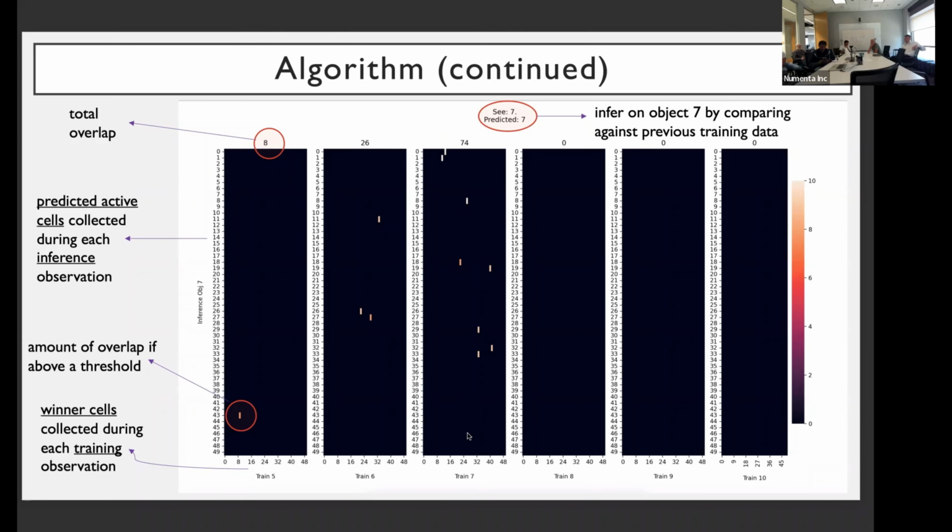So if you look at the training observations collected for object 7, and I'm comparing them against the predicted active cells for inference for object 7, I notice that I have the most overlap compared to all these other objects. So you're trying to pick the object that has the highest total overlap when comparing the predicted active cells to the winner cells. That's what you see here. The numbers at the top are just a sum, just the total overlap. The algorithm thinks with reasonable confidence that what I'm seeing right now is object 7.